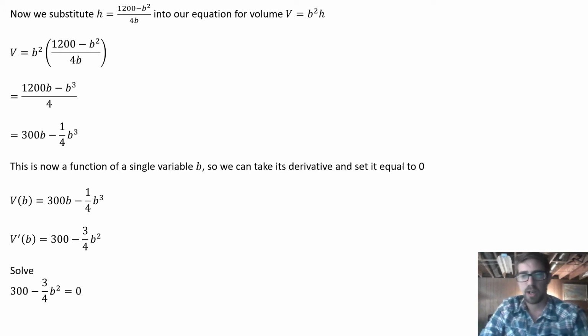This is algebra. You should know how to do this. We're going to move the 3/4 b squared to the other side, and then probably multiply both sides by 4/3 to get b squared. That gives us b squared equals 400. Then you just square root both sides.